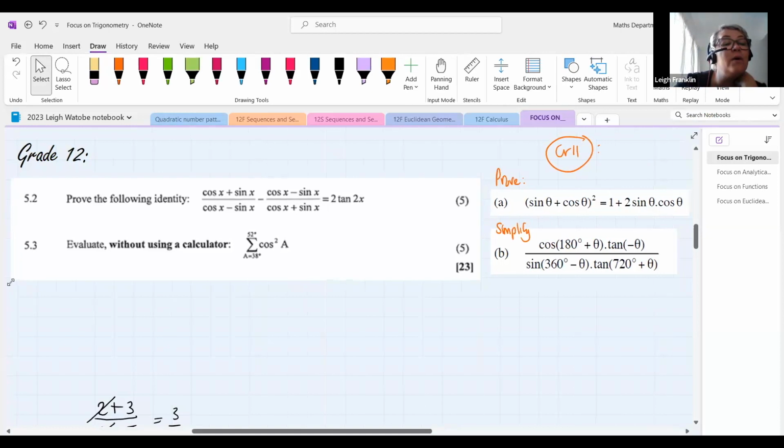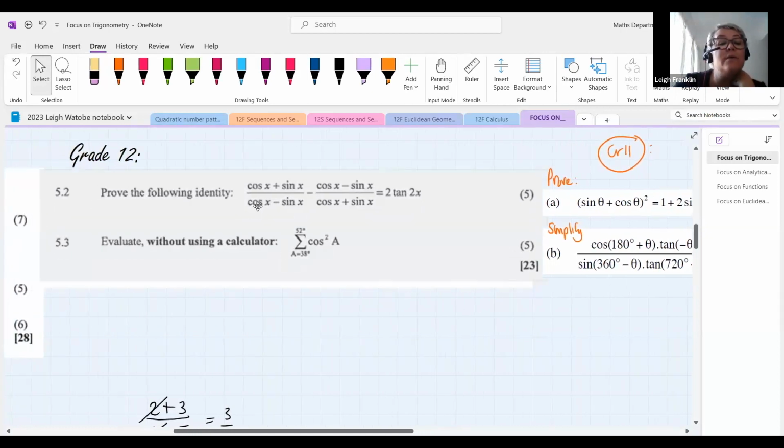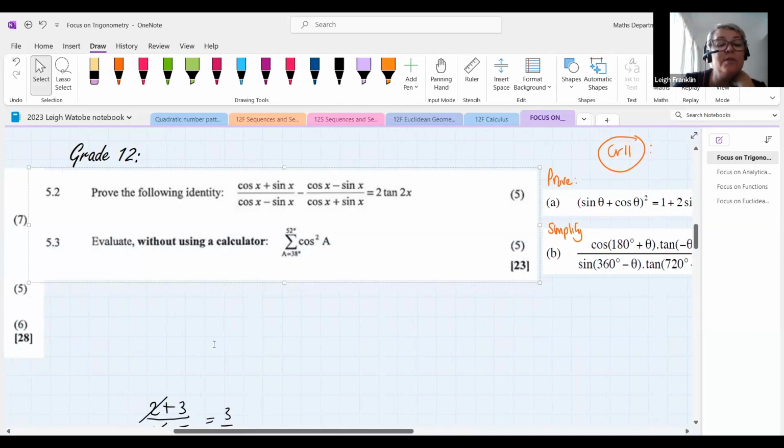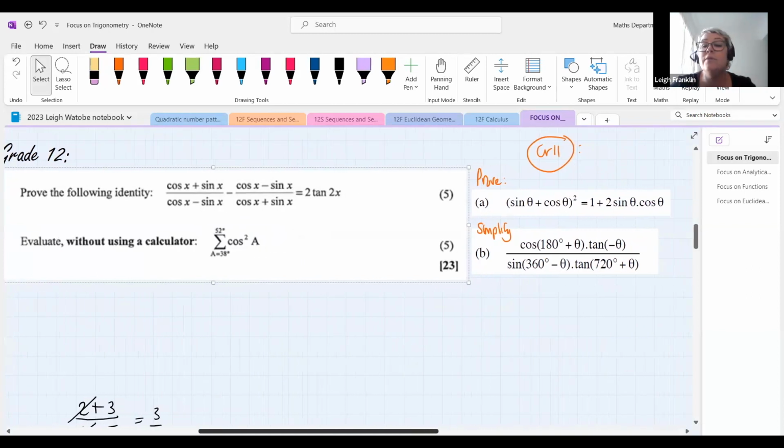And then I think what I'll do, grade 12s, is just do the second question with you because that's a little bit of problem solving. Oh, hang on a second. Let's just move that over. Can everybody see everything? I think so.